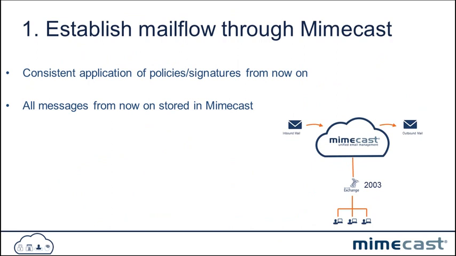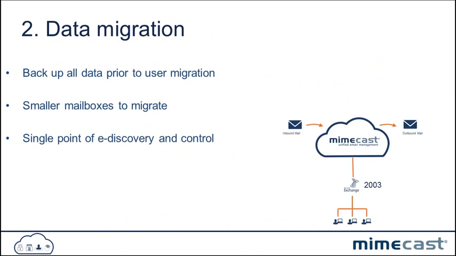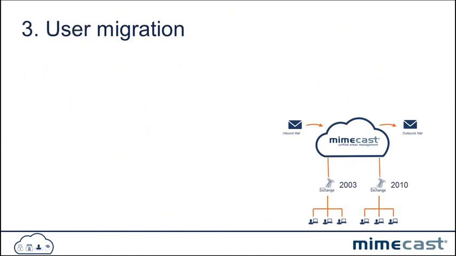So once you've got all the data in Mimecast, you've got everything flowing in and out through Mimecast down to Exchange 2003, you've got all your historical data and mailbox data into Mimecast, backed up, safe and secure, resilient, regardless of what's going on with your own customer infrastructure. You're then in a position to think about the actual user migration of mailboxes. So in this picture here, I'm just considering, let's say we're moving from Exchange 03 to Exchange 2010.